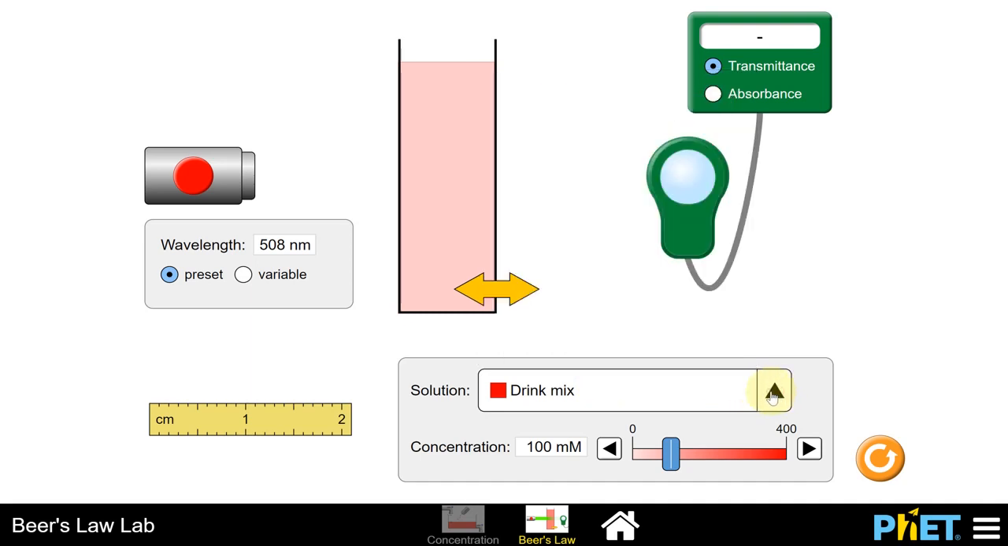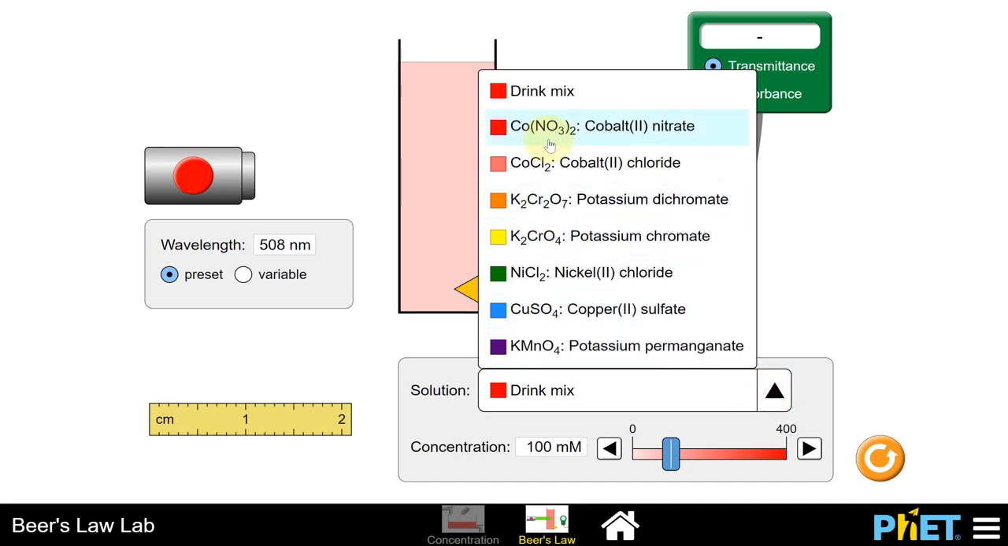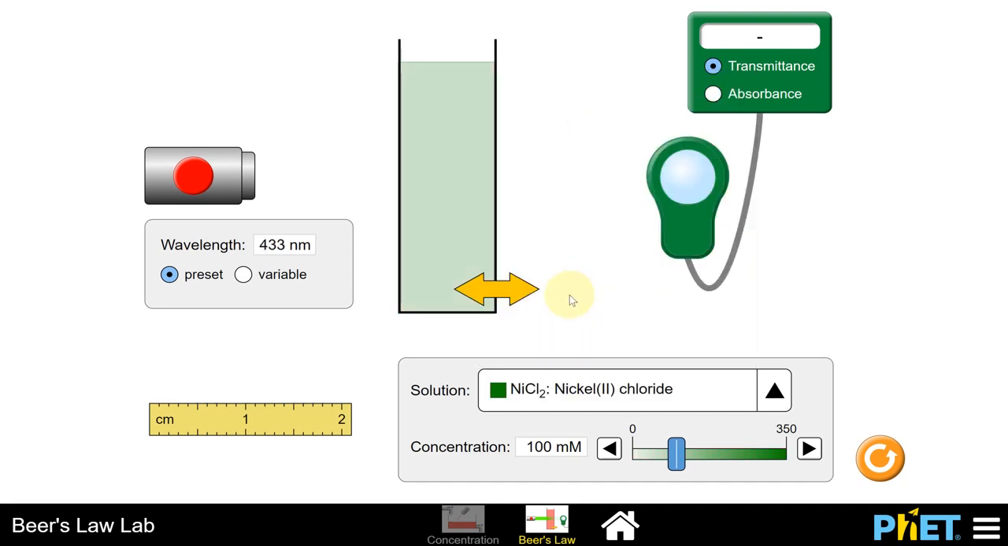So here on this little pull-up arrow, you have choices. Drink mix, like Kool-Aid. They can't call it Kool-Aid, I suppose, or they get sued. But down here is nickel chloride, nickel(II) chloride. That's the one we're studying. Notice how it's green. You'll also notice that on our device here, it's not turned on right now. So let's turn it on, and that's this fancy little red button here. And as soon as you turn it on, it starts shining out what looks to be kind of a bluish light here.